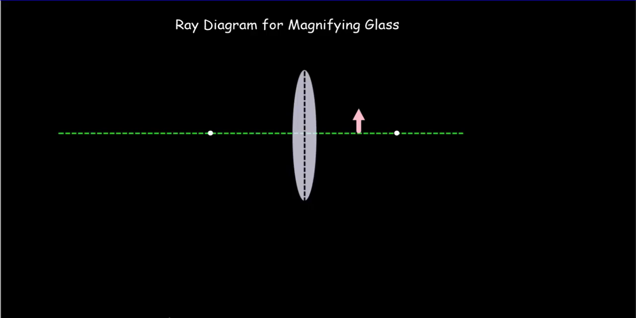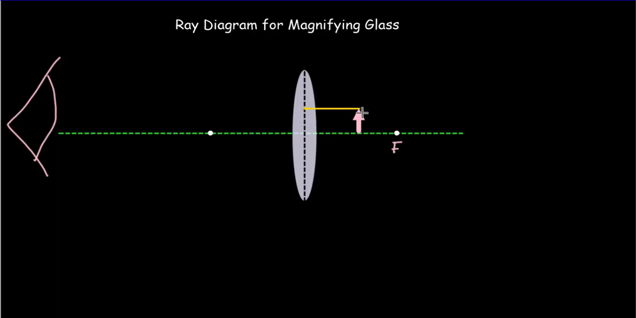Okay, let's try to do a ray diagram for a magnifying glass. And of course, when you use a magnifying glass, your eye would be on one side and the object's on the other side, and the object's got to be close to the magnifying glass. Otherwise you don't get that magnified image. In fact, it's got to be in front of the focal point. So let's use our rules and see if we can work out what the image is going to be.